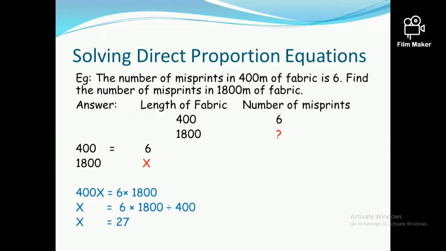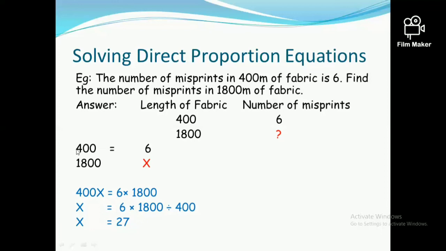In this question, the number of misprints in 400 meters of fabric is 6. Find the number of misprints in 1800 meters of fabric. We know that if you get a short length of fabric, you get some count of misprints. If you get more length, what happens? Definitely you can find more misprints. That means this is another question with direct proportion. Then how to answer this question? Simply, it's a relationship between the length of fabric and the number of misprints. For 400, 6, we need to see for 1800, how much.